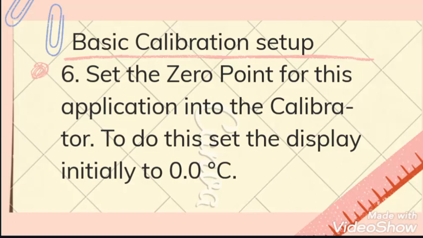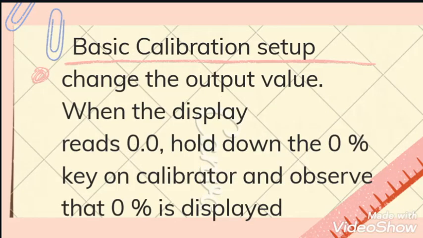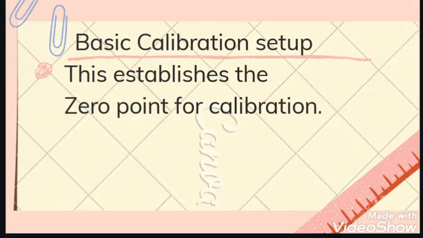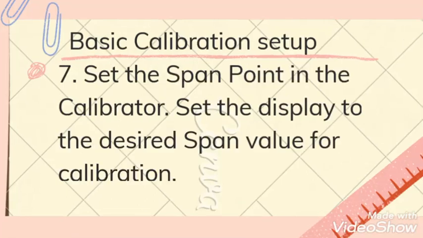Then set the 0 point for this application into the calibrator. In the calibrator we will set the temperature, which is our 0 point. To do this, set the display initially to 0 centigrade if our lower range value is 0. Then change the output value. When the display reads 0, hold down the 0% key on the calibrator and observe that 0% is displayed. Then establish the 0 point of calibration. So this is the way we do the 0 calibration of a temperature transmitter with the calibrator.